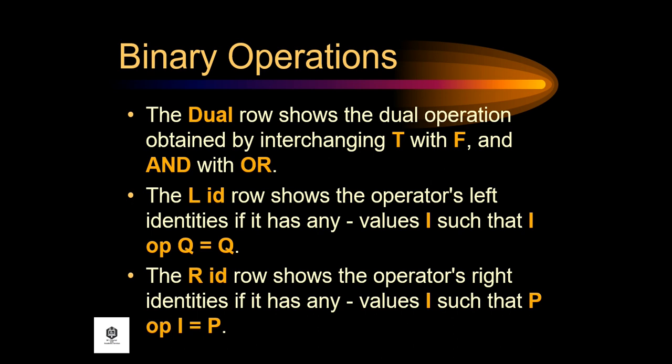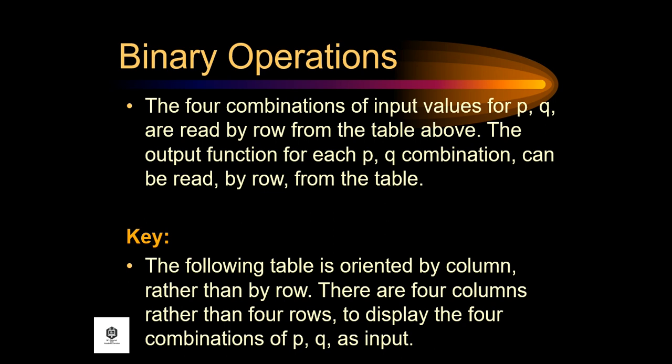The Dual row shows the dual operation, obtained by interchanging T with F and AND with OR. The LID row shows the operator's left identities, if it has any: values I such that I OP Q is equal to Q. The RID row shows the operator's right identities, if it has any: values I such that P OP I is equal to P.